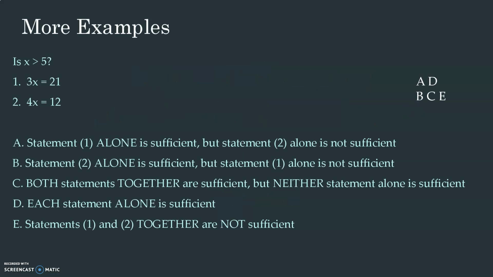Alright. So let's quickly jump into this example. It's a simple question based on inequality. Is x greater than 5? Statement 1 tells you 3x equals 21 and statement 2 tells you 4x equals 12. As usual, we can use this grid to keep track of the options while solving. So go ahead, hit the pause, try this for a minute and then look at the solution.